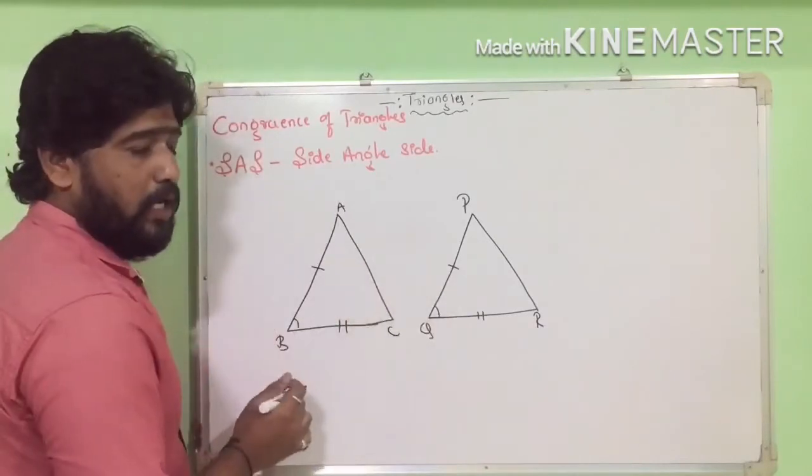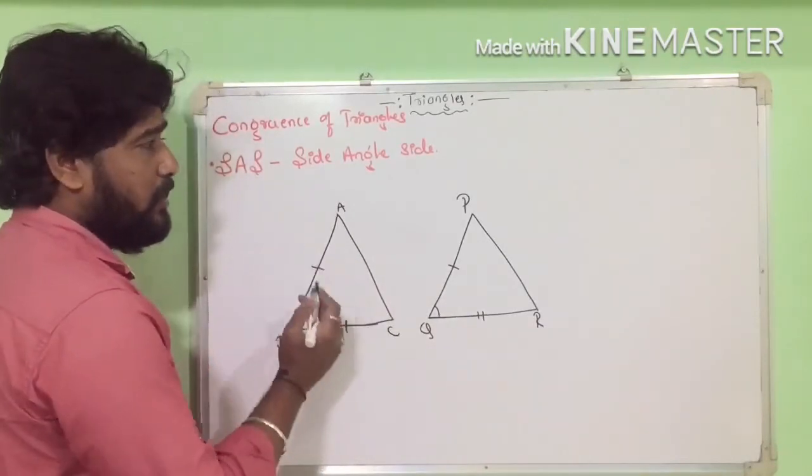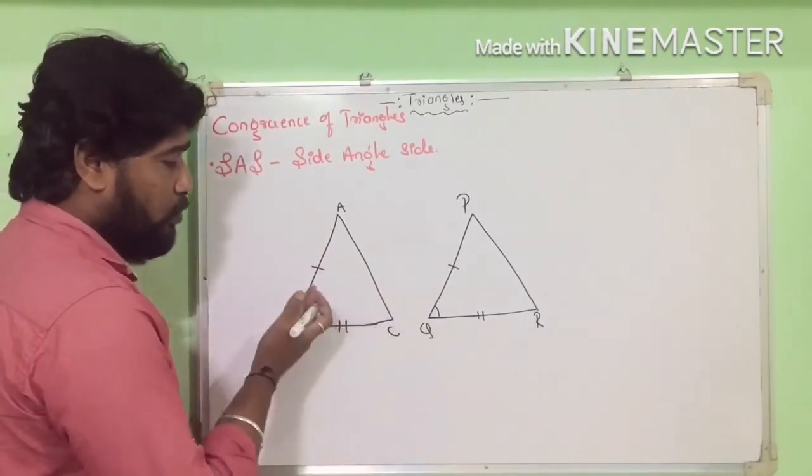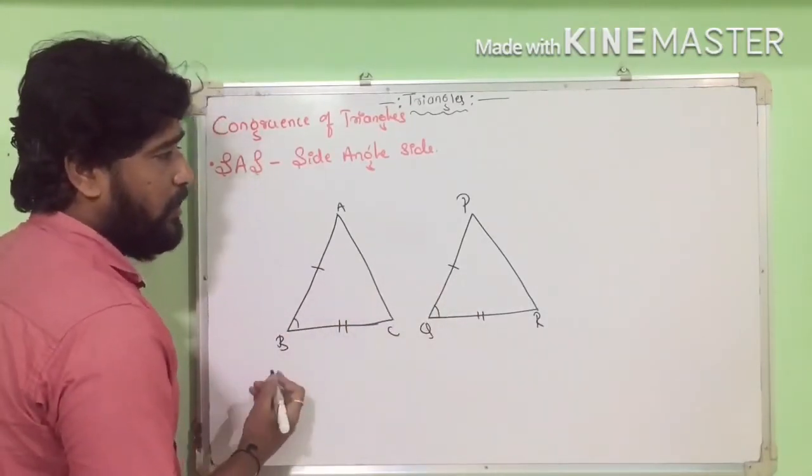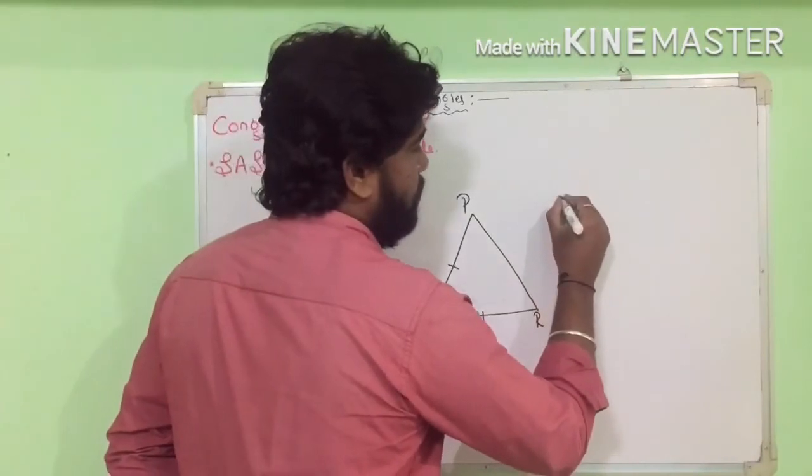So these two triangles are congruent to each other by SAS, because two sides of a triangle are equal and one angle is also equal, right? So you can solve here.